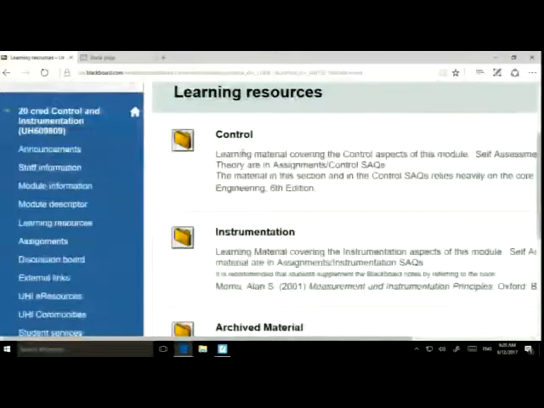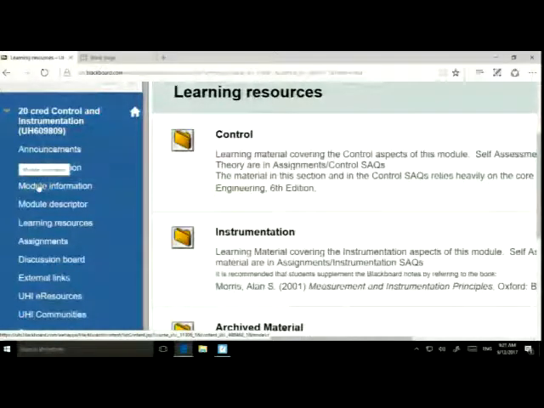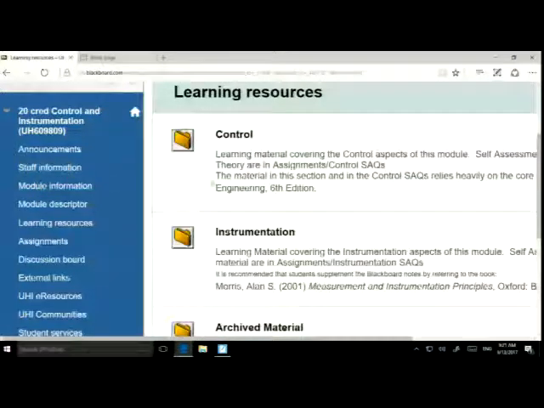No. So any books we need to get? Yeah, there's one going around. You missed the beginning, Kevin. All the stuff you need to get is under the module information. There's books and there's recommended books, but you don't need to buy the recommended ones. You can just hire them all.